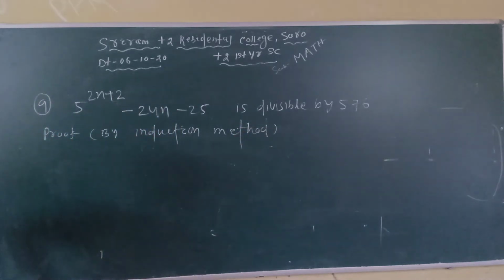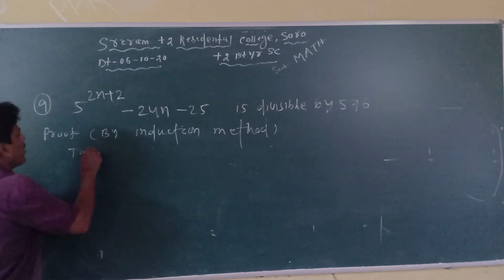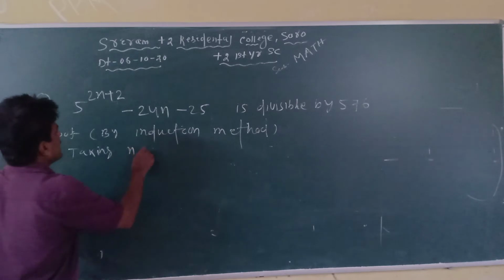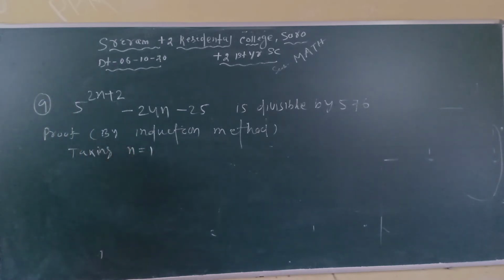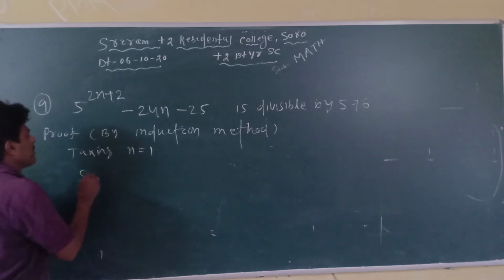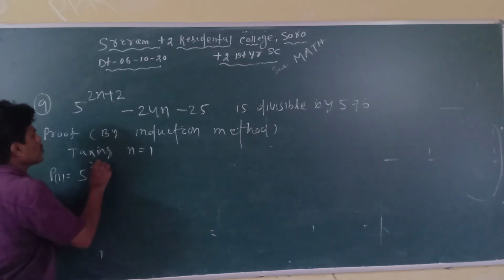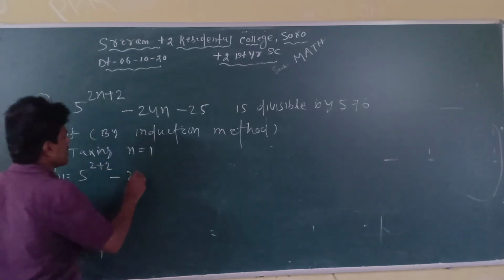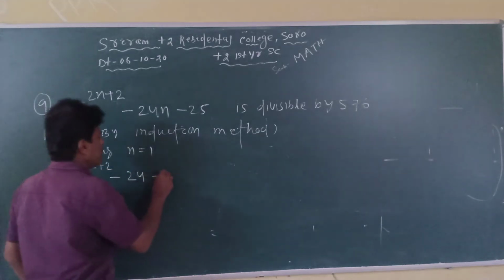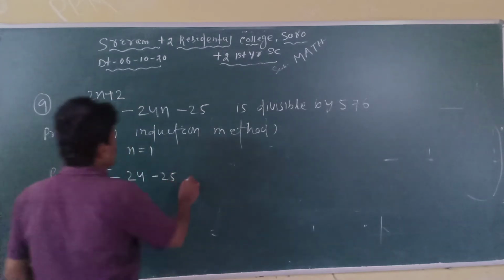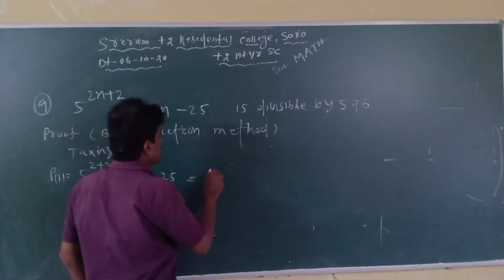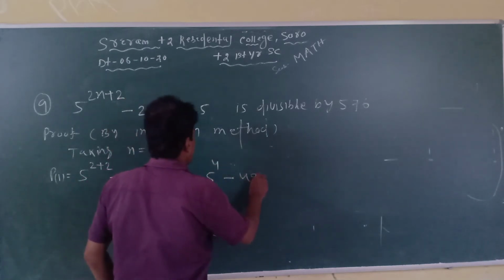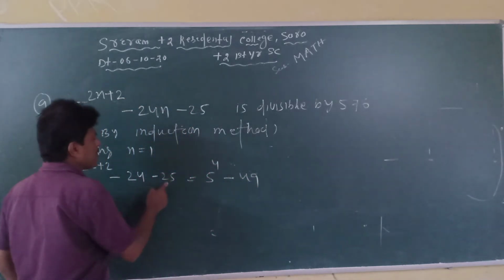You look how I am going to solve this problem. Taking n equal to 1, that is P1 is equal to 5 to the power 2 plus 2, because n is equal to 1, 2 into 1 is 2, 2 plus 2, minus 24 into 1, which is 24, minus 25. That is 5 to the power 4 minus 49, since 24 plus 25 is 49.